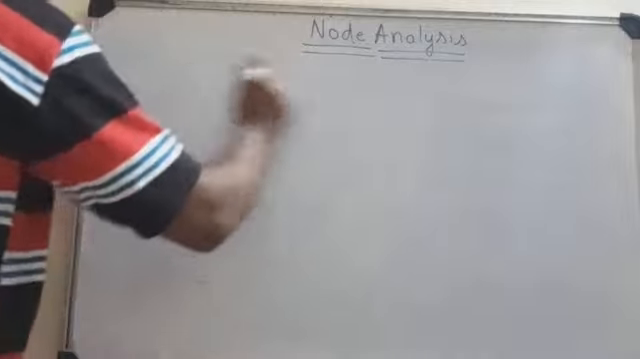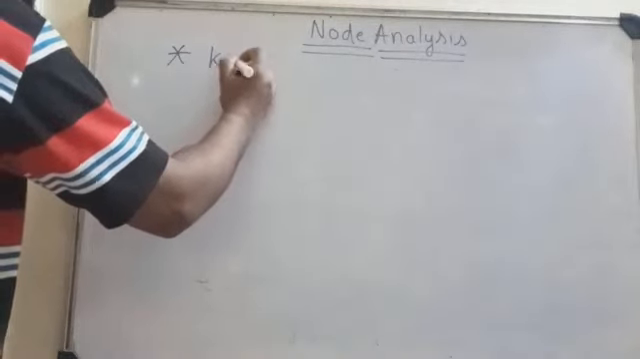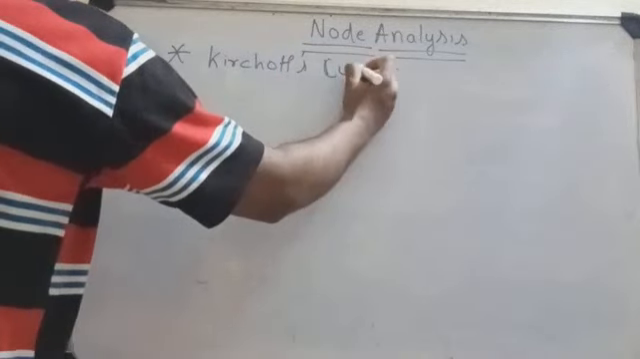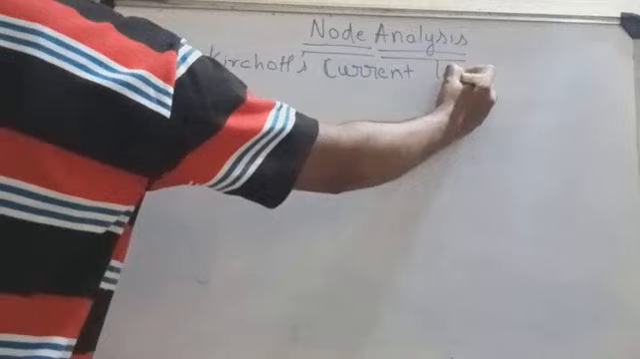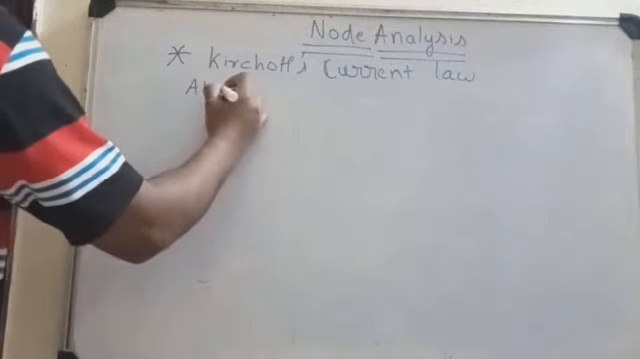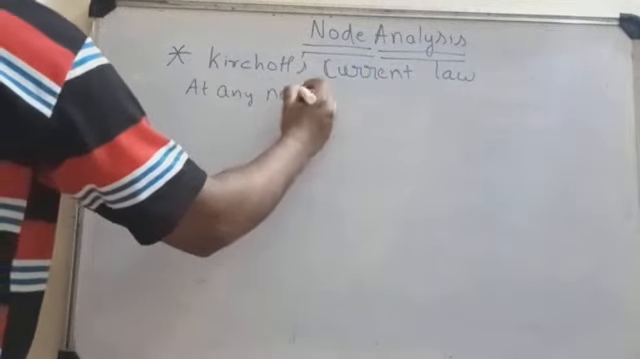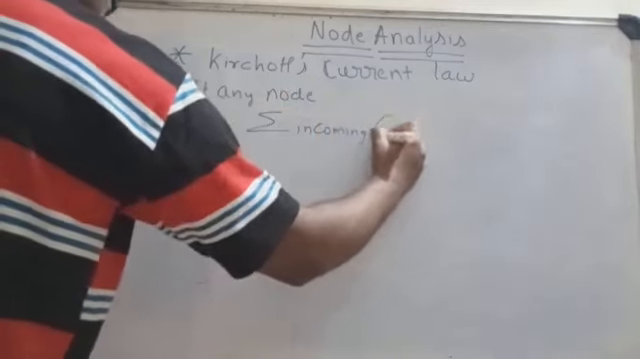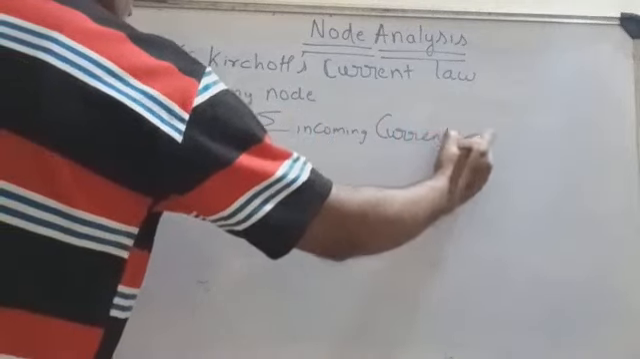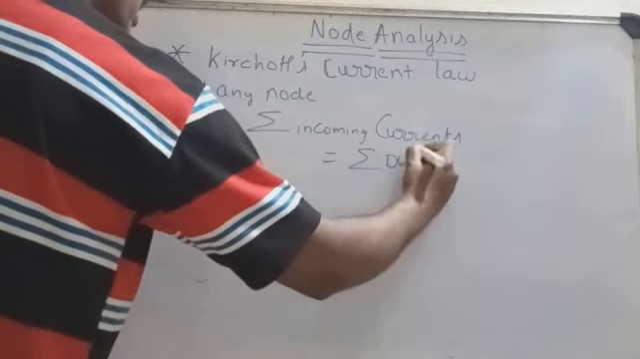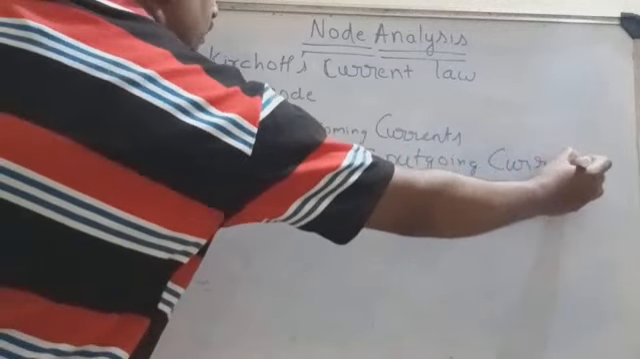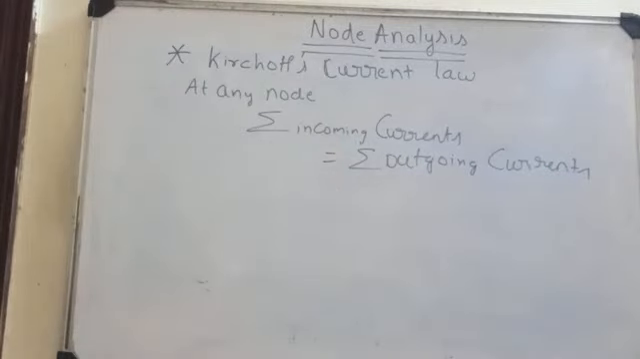So when applying node analysis, we should talk about Kirchhoff's current law, which states that at any node, the sum of incoming currents is equal to the sum of outgoing currents. So this law we use as Kirchhoff's current law.